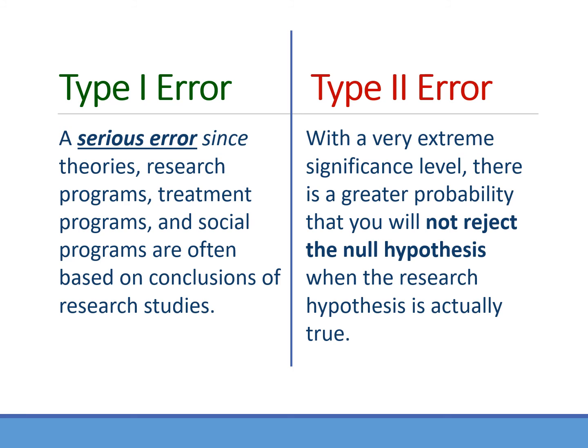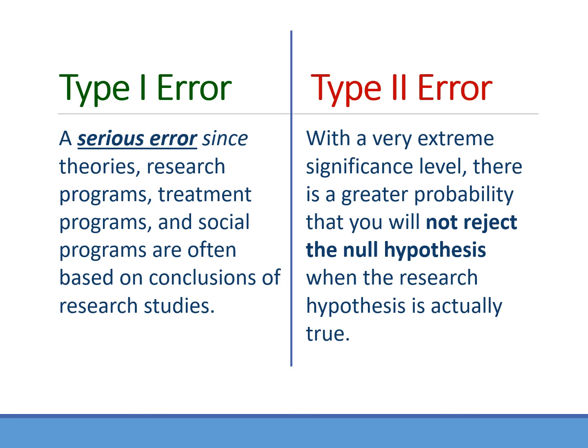Okay, so let's talk about the differences between these two. A type 1 error is a very serious error. Theories, research programs, treatment programs, social programs are often based on conclusions of research studies. We need to be very cautious that we don't make type 1 errors. We do not want to say that our solution, whatever our research solution is, is effective when it's not, because a lot of money is going to be wasted, okay?